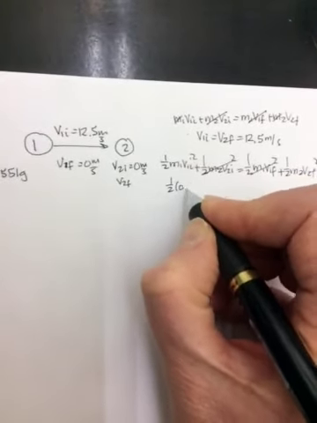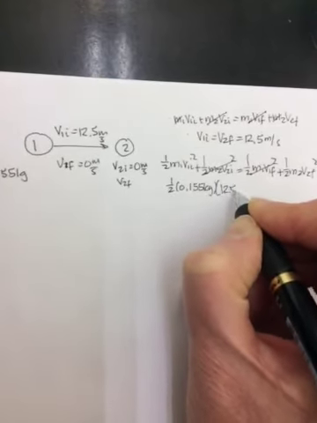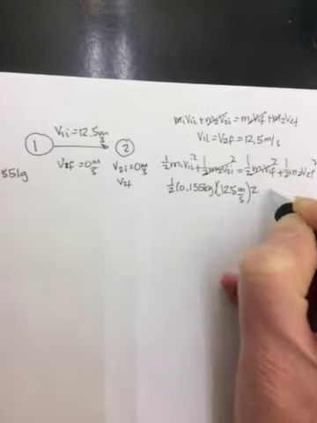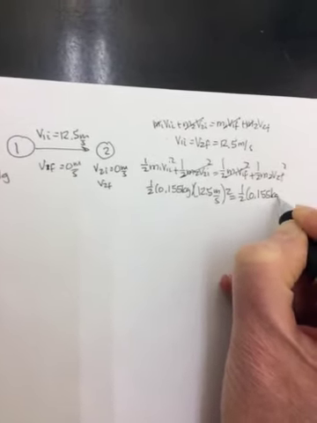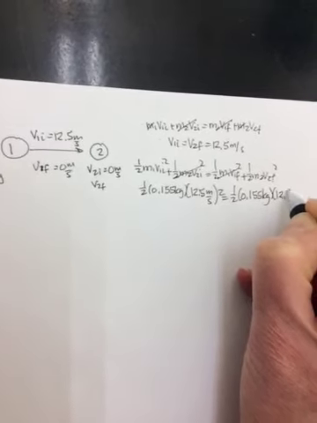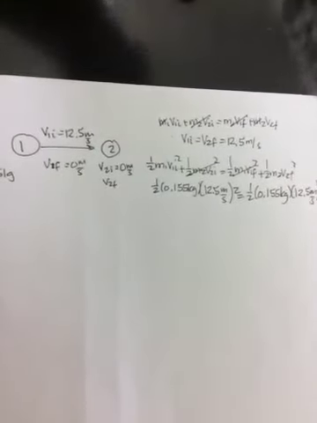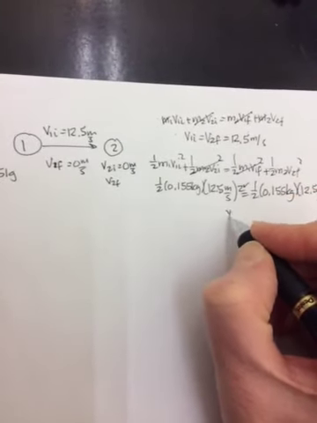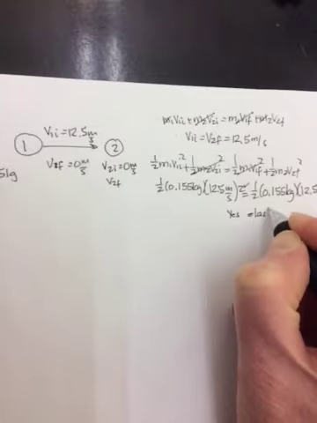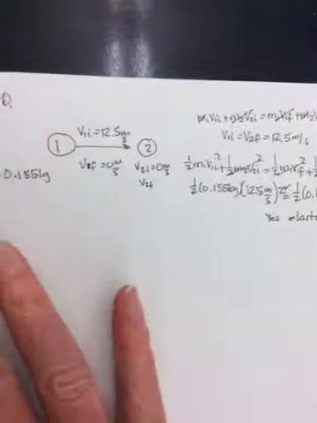So 1/2 0.155 kilograms times 12.5 meters per second squared is equal to 1/2 0.155 kilograms times 12.5 meters per second squared. I wonder if they're equal. I'm going to go out on a limb and say that yes, they are. Okay? So, yes, elastic. You could figure out the numbers if you want, I'm just not going to. All right, that was 30.